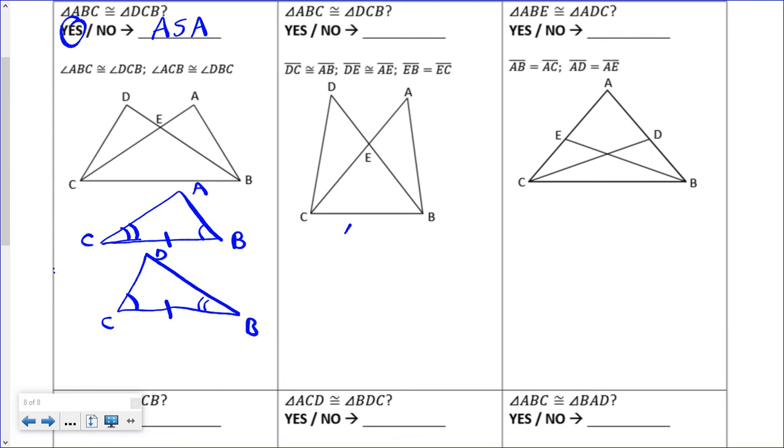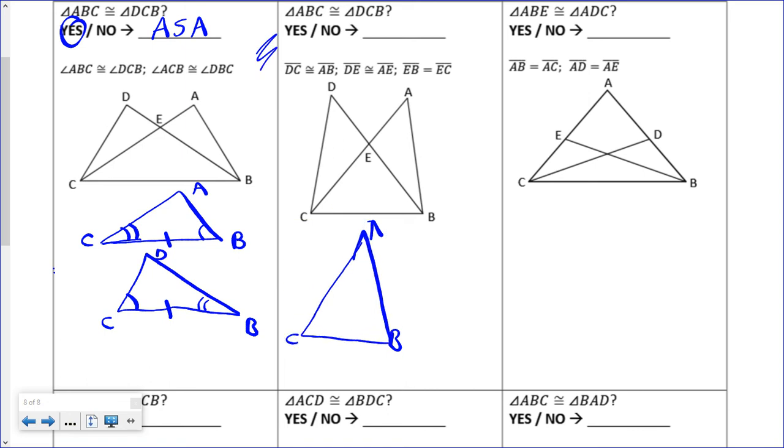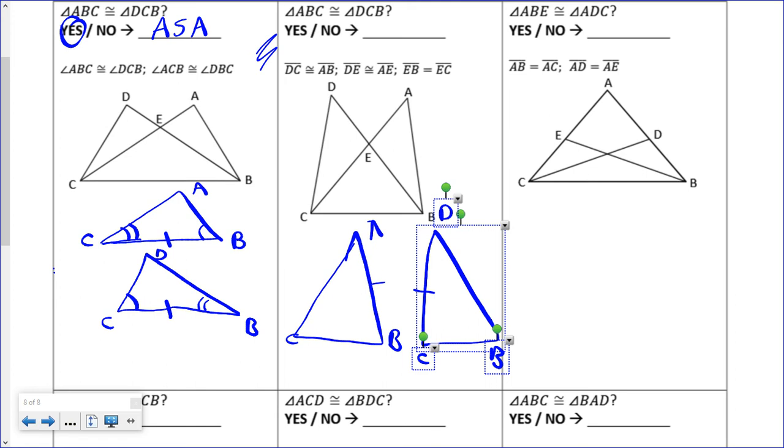So ABC looks like this, sort of. That's A, B, and C. We're comparing that to DCB, like we were doing before, but again, it looks slightly different. And the information they provided for us is different this time. They're telling us that DC in this triangle is congruent to AB. We have that mark.